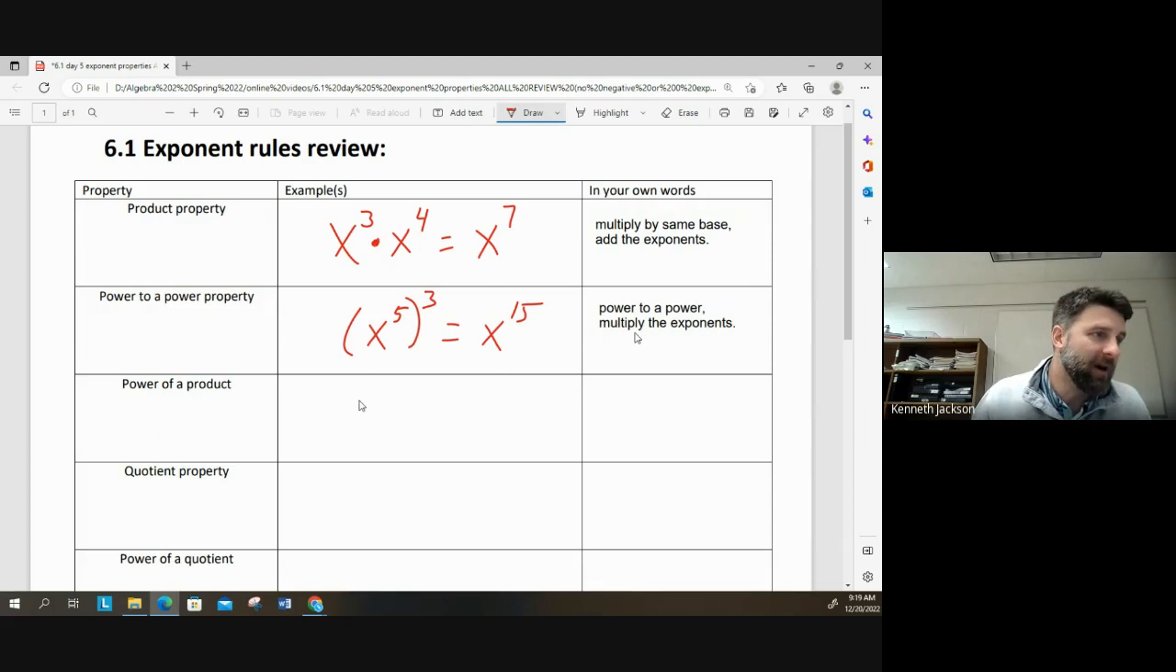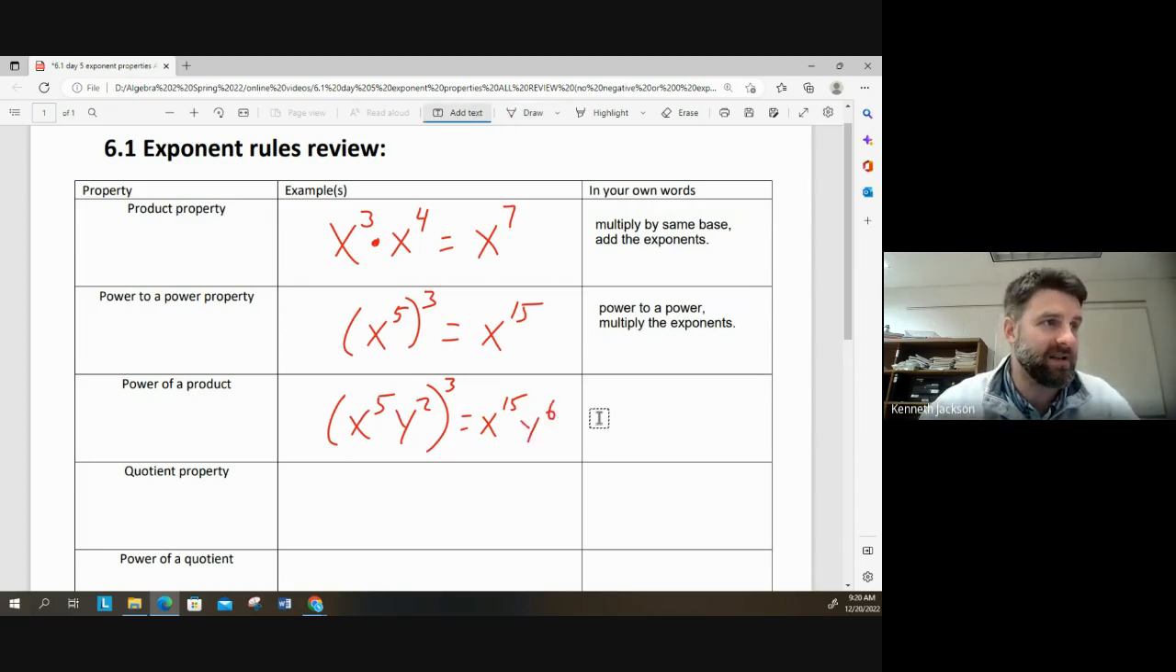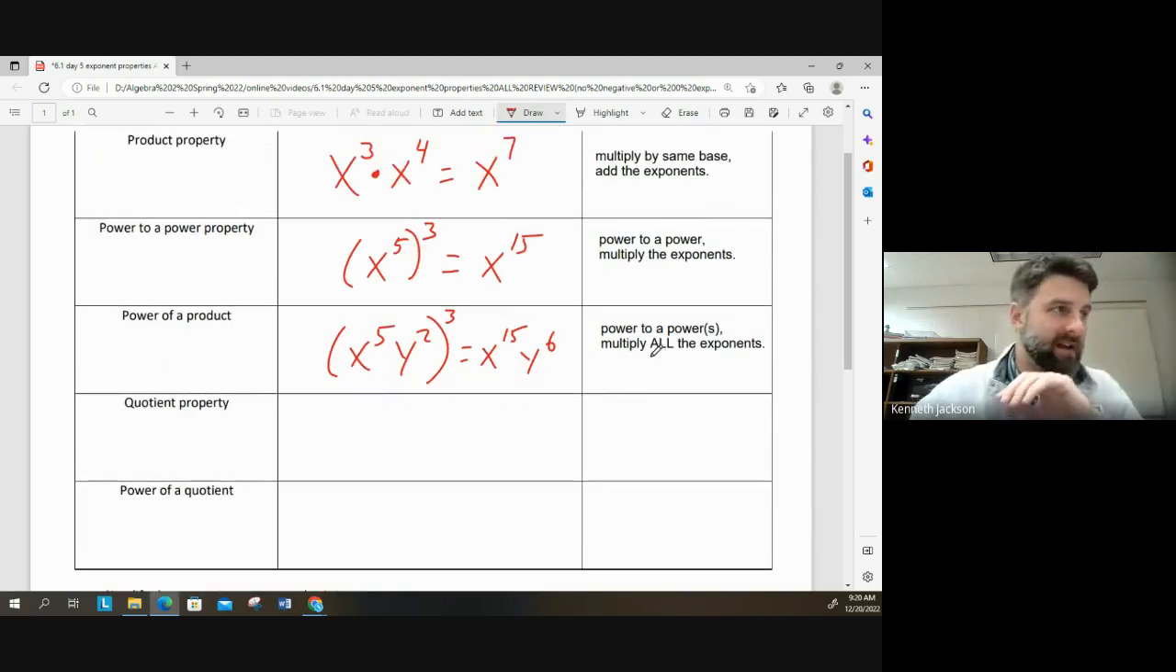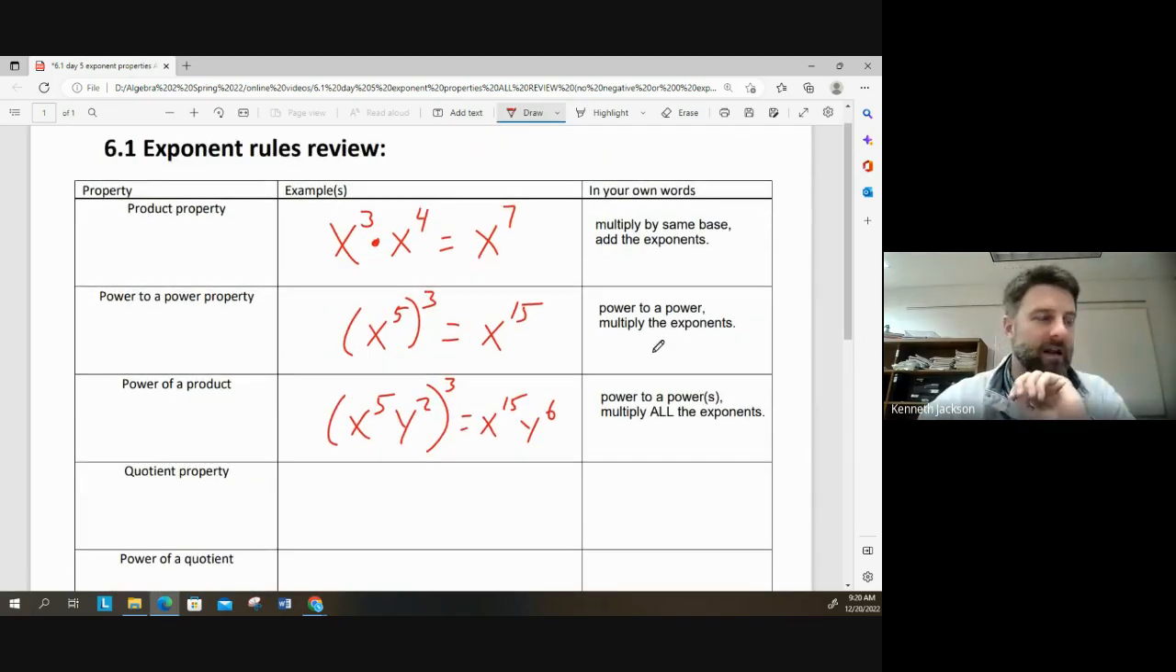The next rule we have is essentially the same as the rule that we just went over. If you have the power of a product, so let's say I had x to the fifth, just like the previous problem, y squared. So I have 2 powers in here raised to the third. Well, it's essentially the same rule. I multiply all of the exponents. So that'd be x to the 15th, y to the 6th. So it's essentially the same exact rule. If you have a power to a power, you multiply all the exponents. When you have a power to a power, we multiply all of the exponents. So even though there's 3 rules, it's kind of like 2.